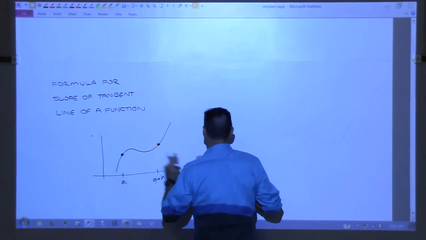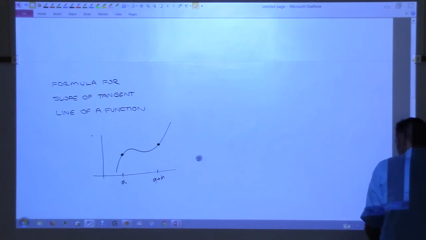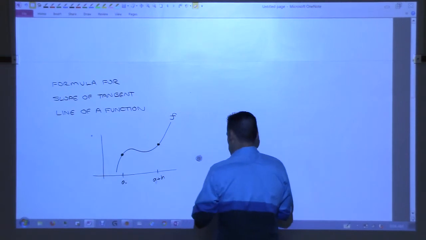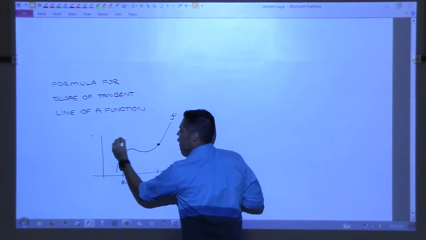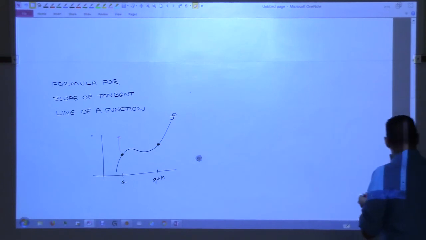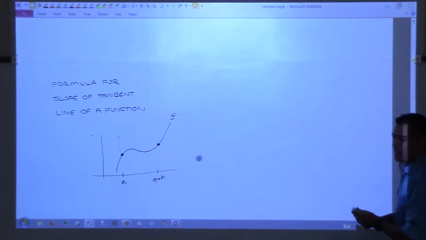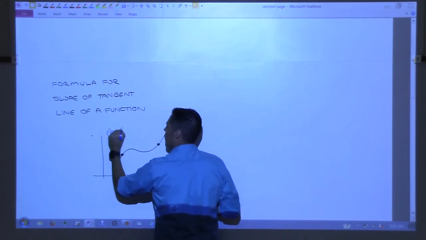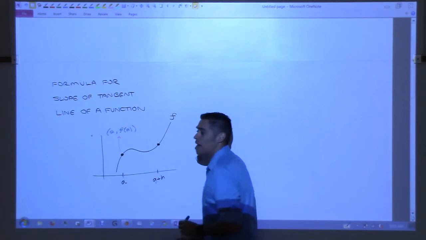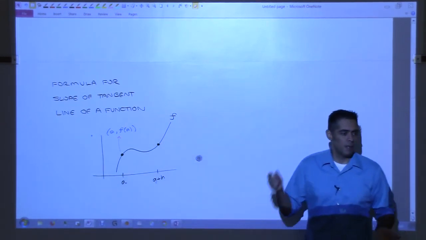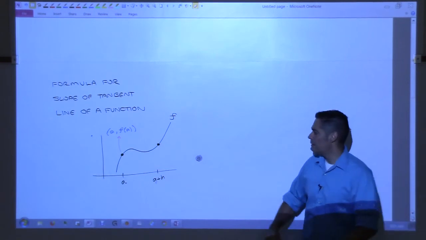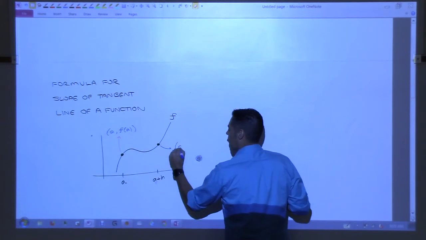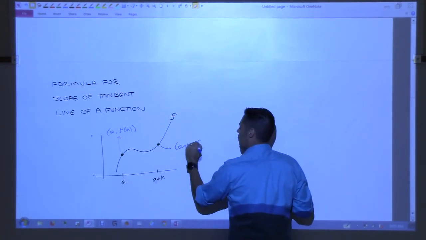The coordinates of these points, what is the x and y coordinate? Oh, by the way, this is the function f. What are the coordinates of this point? What's the x coordinate? A. And the y coordinate is f of a. It's whatever the function's value is at a. We don't know what the function's value is, but if you plugged a into the function, you would know it, right? And then for this point, the x coordinate is a plus h, and the y coordinate is f of a plus h.